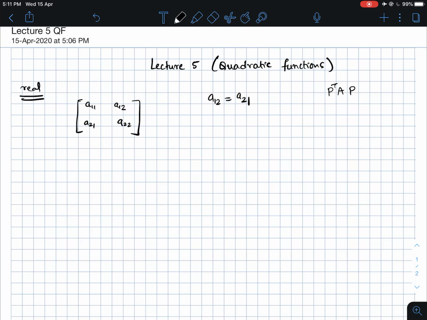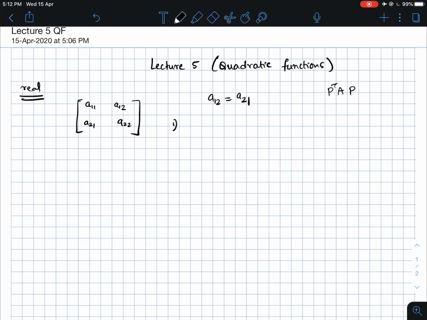Suppose you have a 2 cross 2 symmetric matrix like this. What conditions do these coefficients need to satisfy for this matrix to be positive definite? There are many ways you could see this. One way is to make sure that the eigenvalues are both positive. How do you make sure the eigenvalues are positive? Well, it's a 2 cross 2 matrix, so it's quite simple. The eigenvalues will be roots of a quadratic. If you write down the characteristic polynomial, you get a degree 2 polynomial, so we can very easily write down the roots.